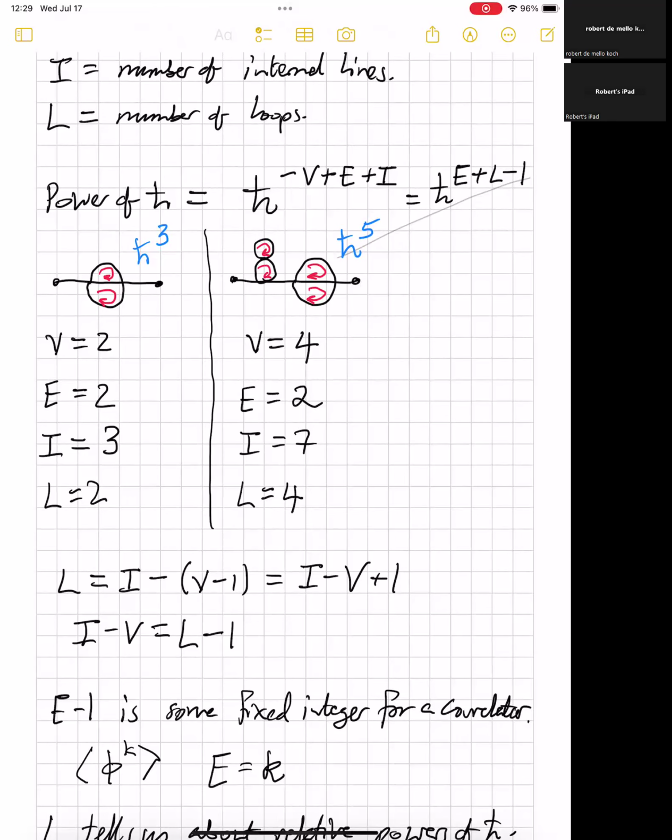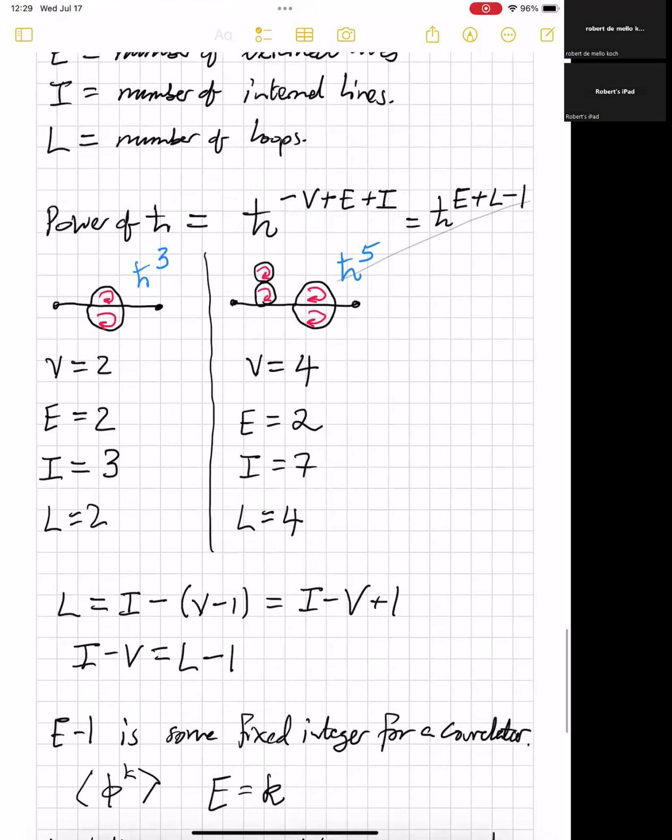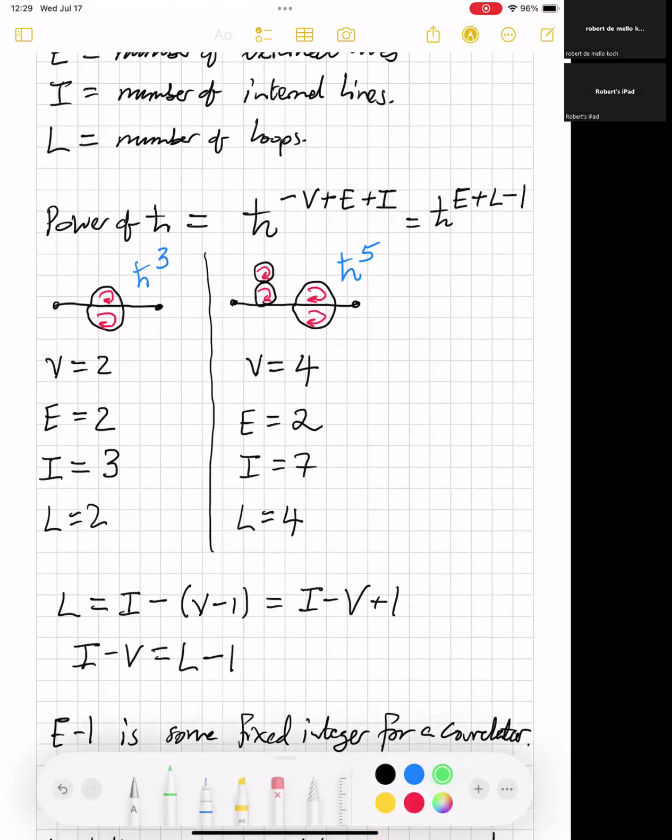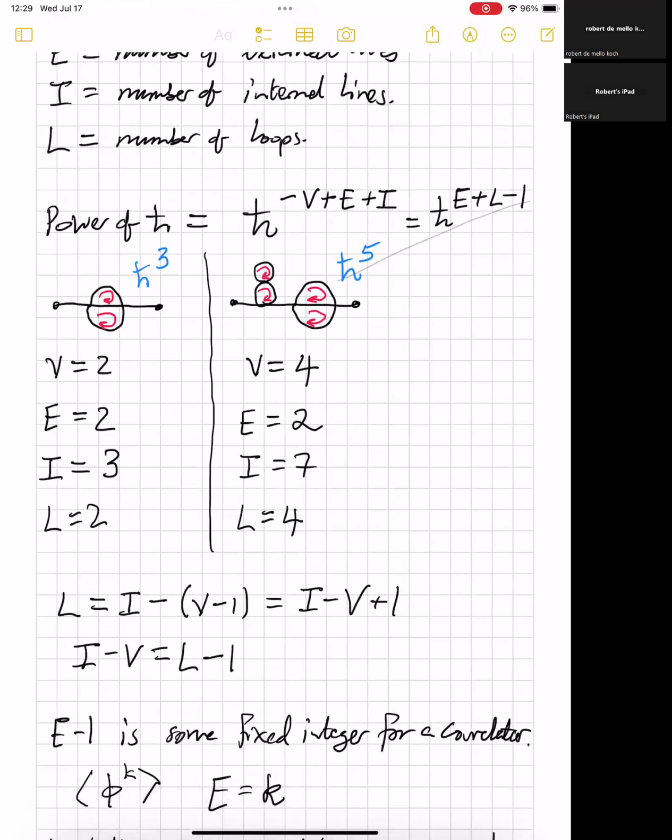Okay, let's just check this formula that I quoted for the number of loops. So here for this first diagram, if we take the number of internal lines, that's 3. If we subtract the number of vertices, that's 2. And if we add 1, well, we get 2. And that is indeed the number of loops. For the second diagram, the number of internal lines is 7, minus the number of vertices, which is 4, plus 1. Well, 7 minus 4 is 3, plus 1 is 4. So we also got the number of loops over there correct.